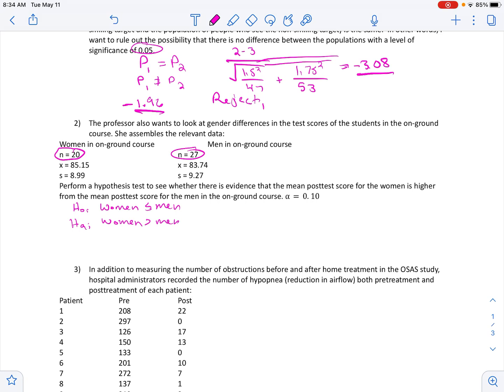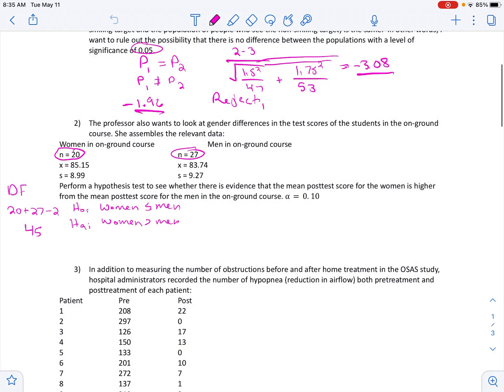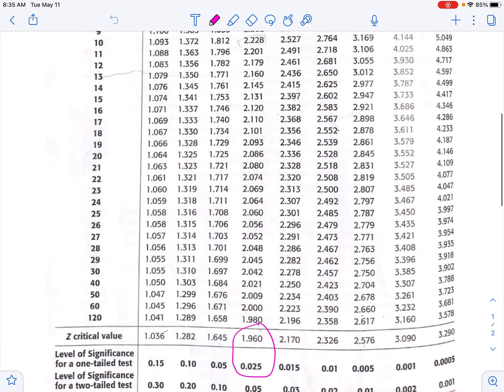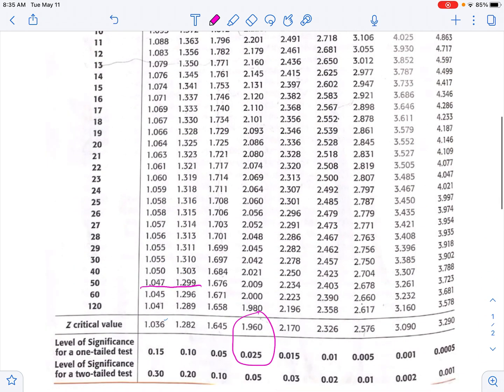Okay, this is a sample size, so we're going to add these two for degrees of freedom. 20 plus 27 minus 2, so that would be 45. So we go to our chart, 45 and an alpha value of 0.10. So we go to our table, 45, there's nothing in between, so we'll go to 50, and then 0.10, which is the second column.